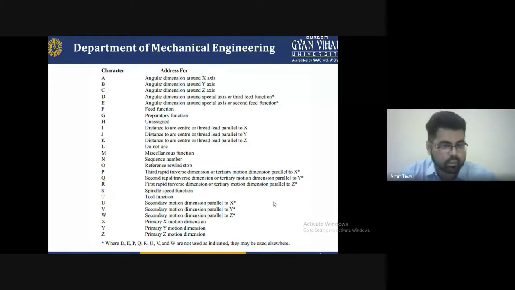Okay, and S is equal to spindle speed function, T is equal to tool function, U is equal to secondary motion parallel to the x-axis, V is equal to secondary motion parallel to the y-axis, and W is for the z-axis. So these are some reasons we opt for this, to understand the basic features and the geometry of the cutting tool. U is the secondary motion dimension parallel to the x-axis, V is the secondary motion dimension parallel to the y-axis, and W is the secondary motion dimension parallel to the z-axis.